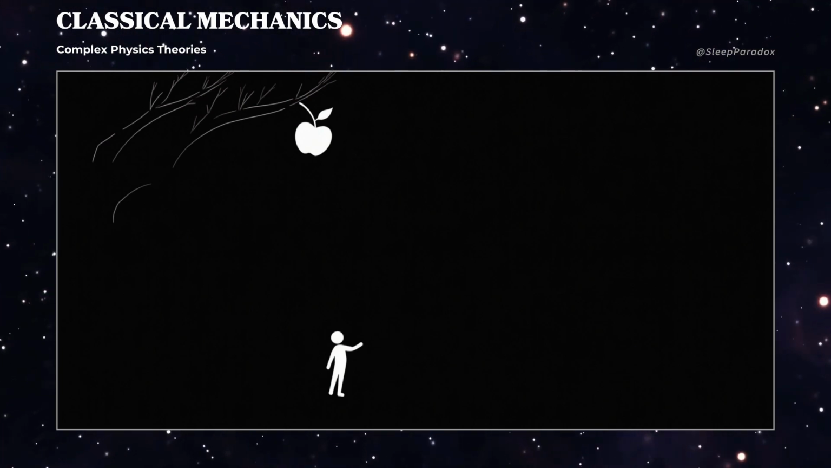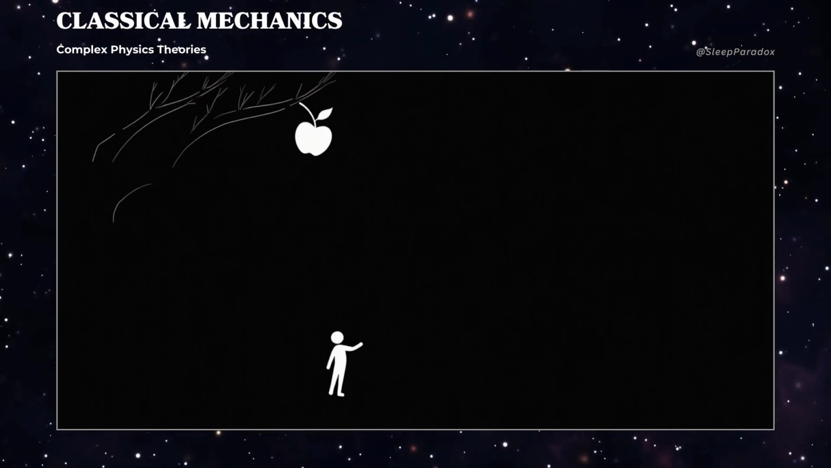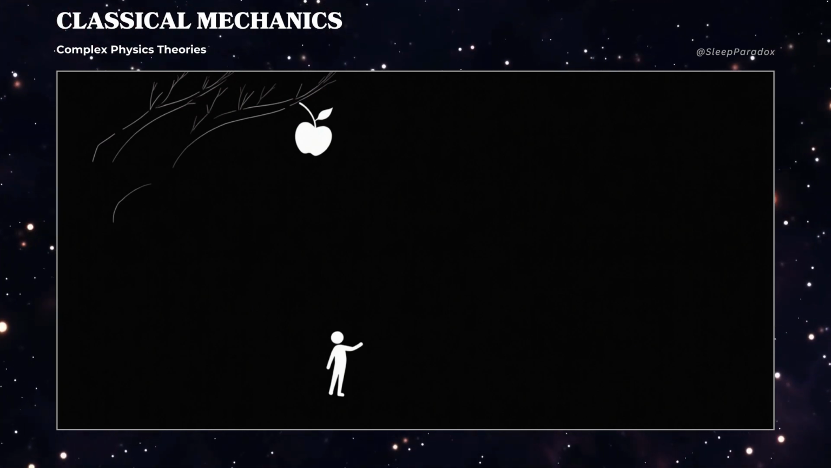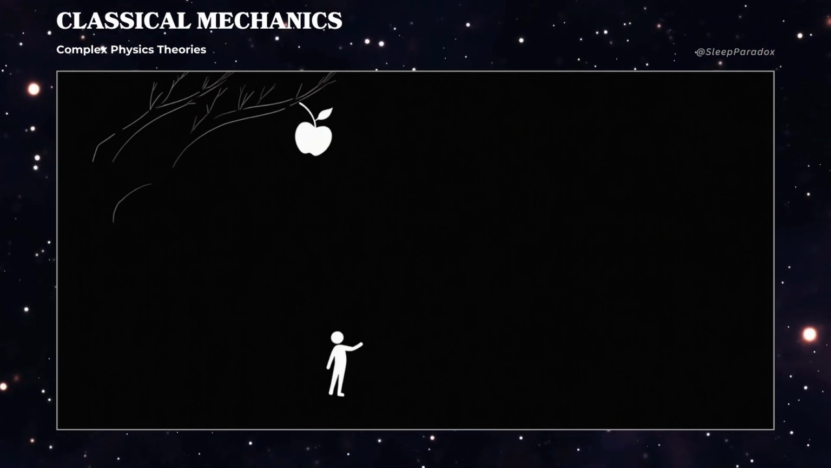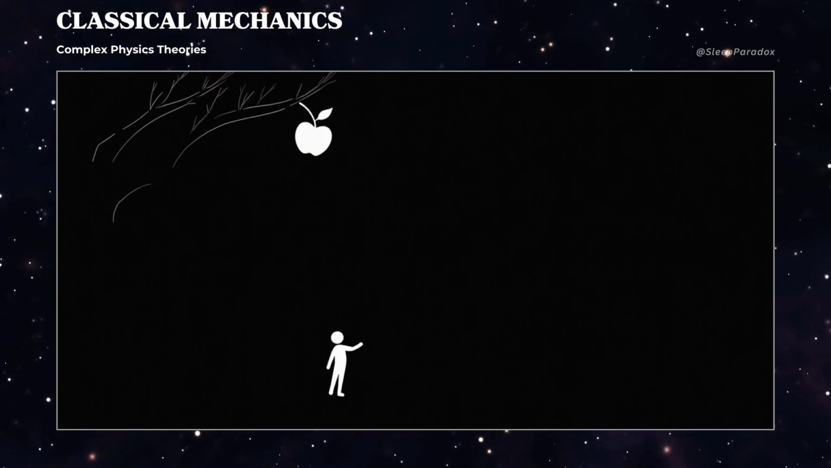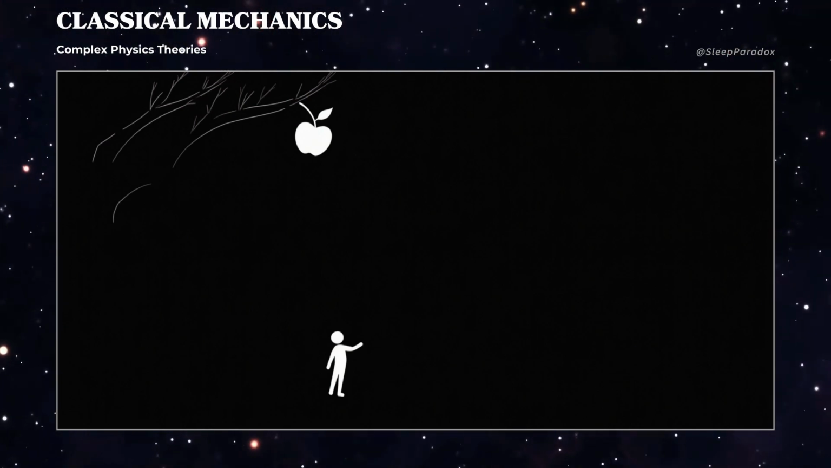Take the motion of planets, for example. When Newton formulated the law of universal gravitation, he realized that the same force that pulls an apple to the ground also keeps the Moon in orbit around Earth and the Earth in orbit around the Sun.